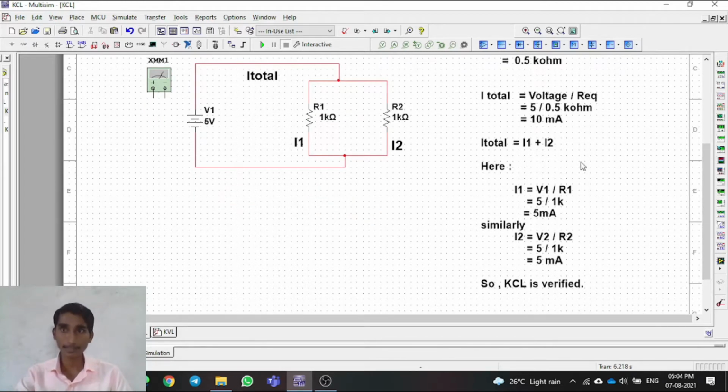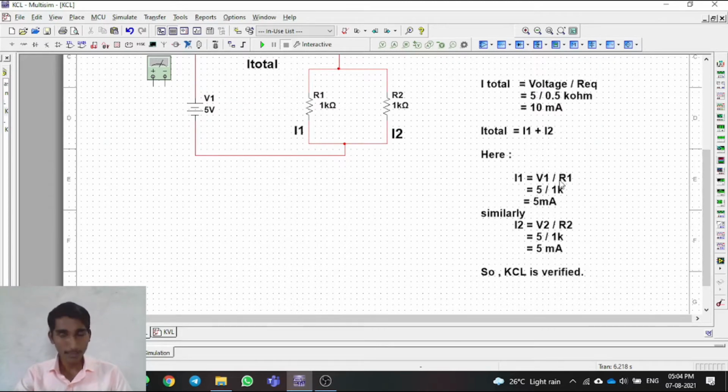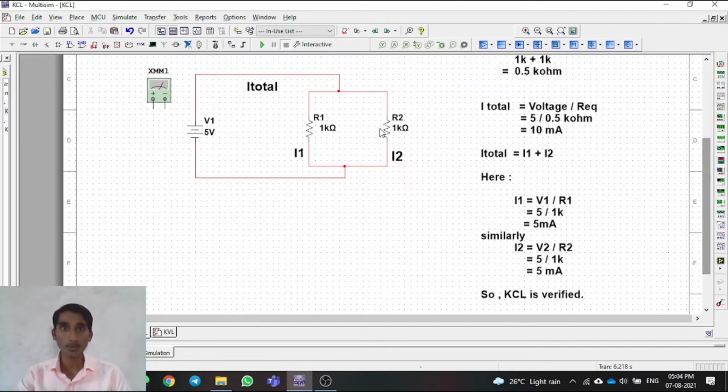Let's see them theoretically first, then we will measure them practically. So I1 will be what? It will be V1 divided by R1. The voltage across this R1 is what? Both are connected in parallel, so the voltage will be 5 volts. So 5 volts divided by the resistance value, which is 1 kilo ohm. We get the current flowing through resistor R1 as 5 divided by 1, 5 milliamps. Similarly, R2 has the same value, so we get the same current, 5 milliamps. So theoretically our KCL is verified here because I total is 10 milliamps and I1 and I2 are both 5 milliamps.